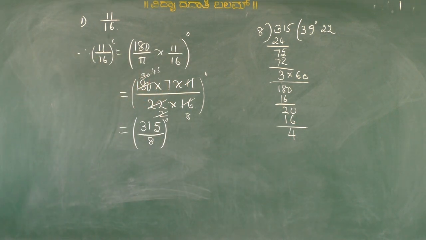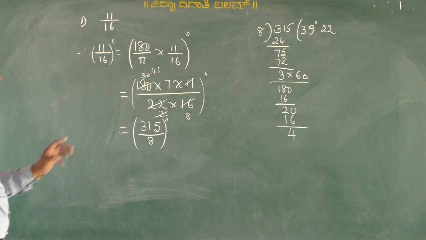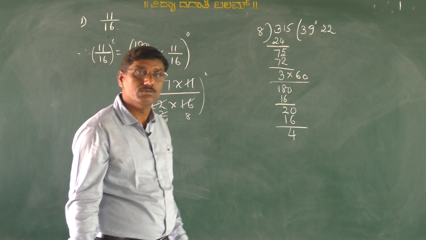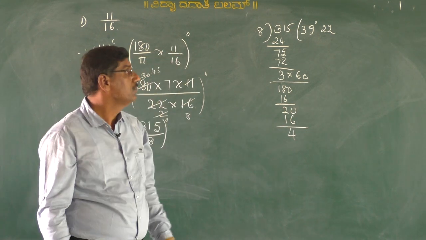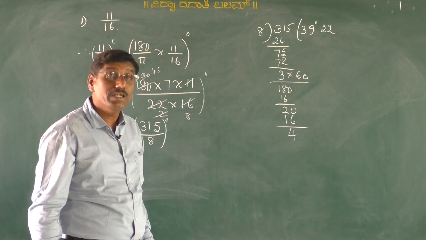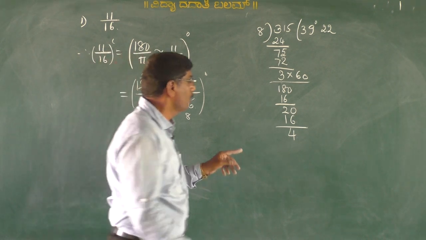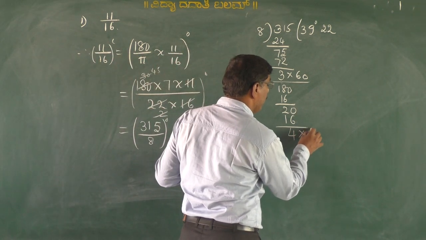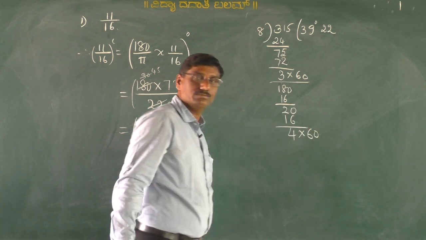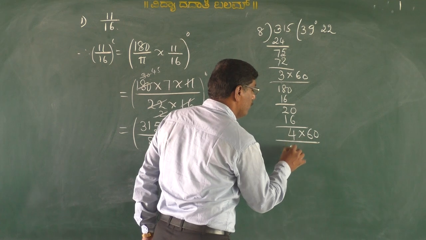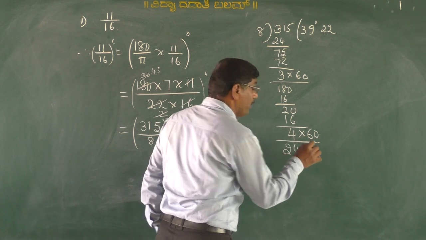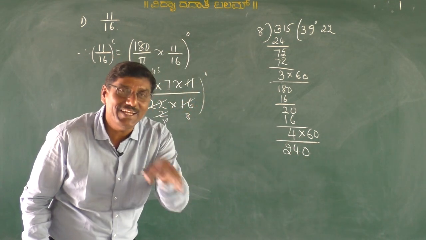Now we have to reduce this. My dear students, now we have to reduce this minutes in terms of what? Seconds. For that, we have to multiply by 60. How much? I think 240. Now 240 is in seconds.